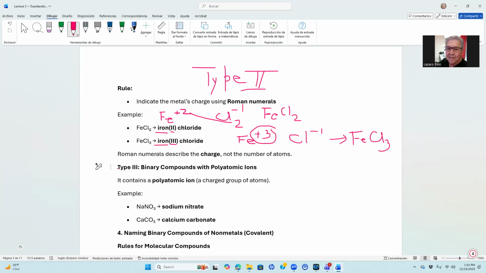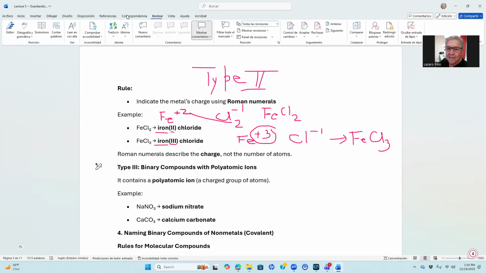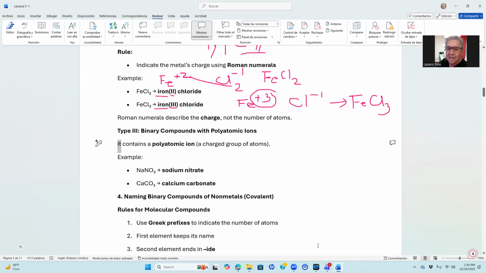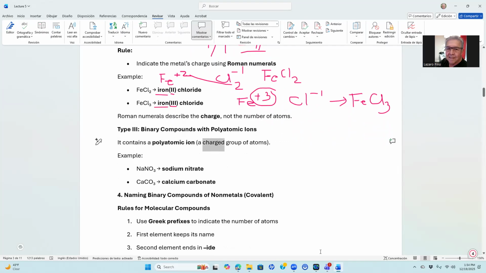Let's continue with type 3. Type 3, binary compounds with polyatomic ions. It contains a polyatomic ion, a charged group of atoms. Example, NaNO3, sodium nitrate, CaCO3, calcium carbonate.